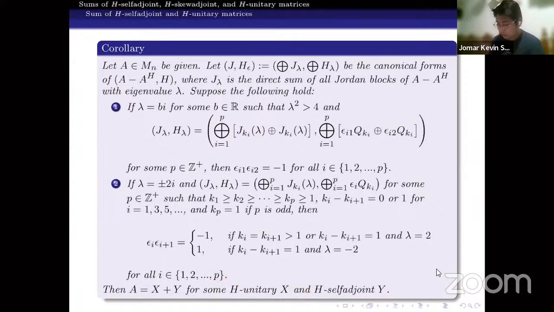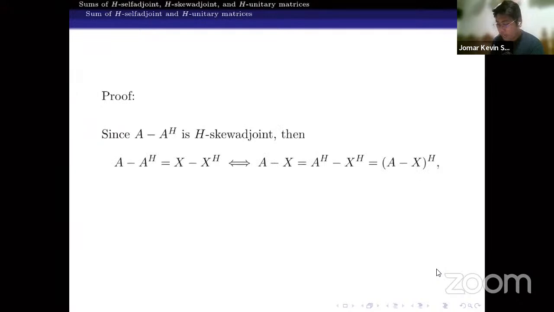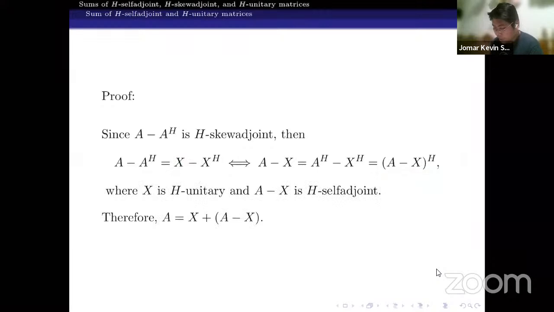So to prove this, take note that A minus A to the H is always H skew adjoint for all A and for all H. So using the previous corollary, we can write this as this difference, x minus x to the H. So manipulating this equation, this is equivalent to A minus x equals A to the H minus x to the H. Pero ito pwede natin isulat as A minus x to the H. So therefore, we conclude that A minus x is H self-adjoint, pero x here is H unitary. Yan. Masusulat natin si A as a sum of an H unitary and an H self-adjoint matrix.